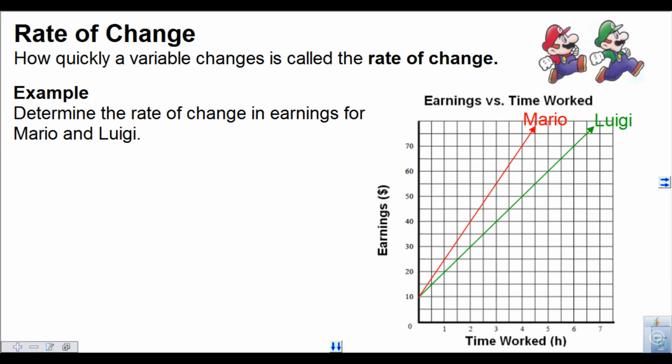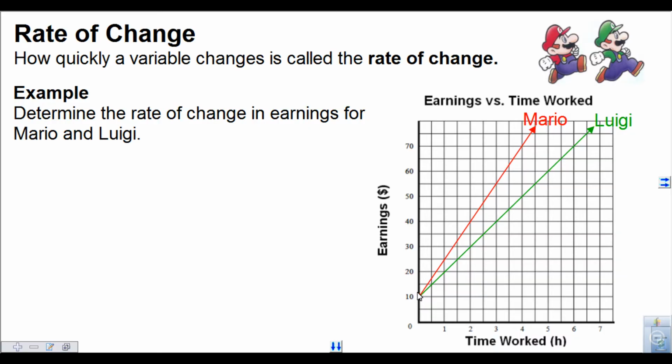So rate of change is really just how quickly one variable changes compared to another. Here, for instance, we're going to look at the earnings of Mario and Luigi. Looking at this graph here, you see we have earnings on the y-axis and time worked on the x-axis. They both start off at $10. So for some reason they make $10 right at the beginning just for showing up.